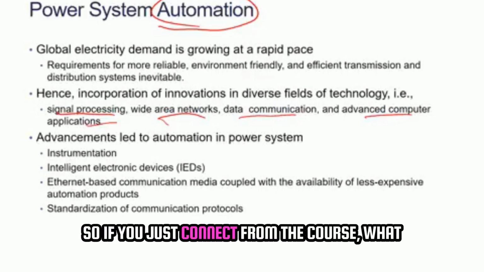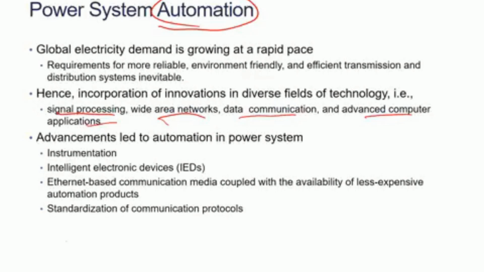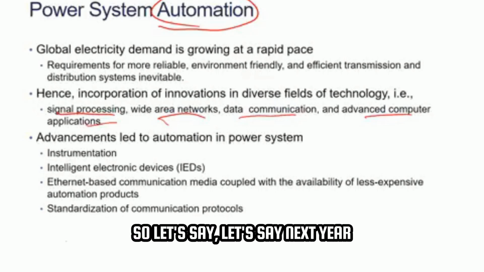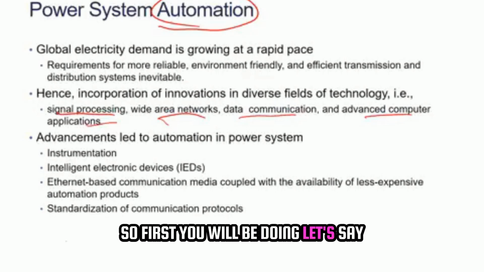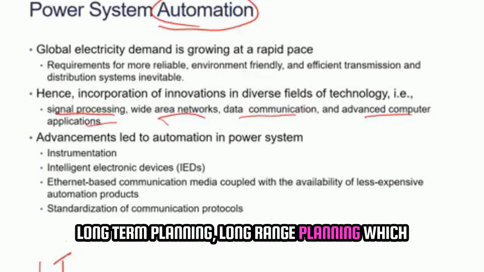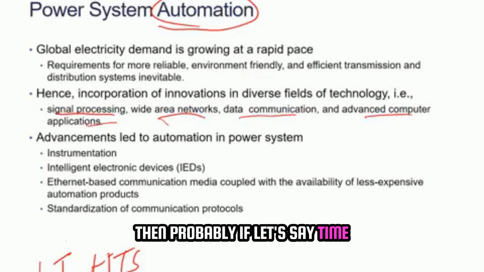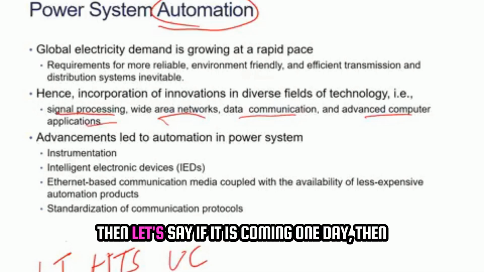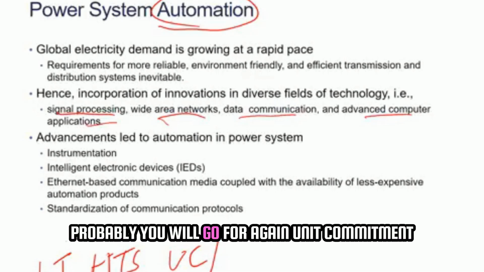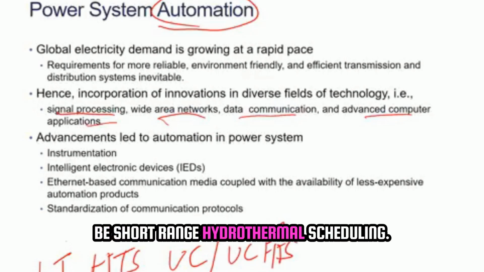So if you connect this with the course we have seen till now, let's say next year at this time we want to control our power system. First you will do long range planning, which will be hydrothermal scheduling. Then if the time comes close to one month, you will go for unit commitment. If it is one day away, you will go for unit commitment as well as hydrothermal scheduling, which will be short range hydrothermal scheduling.